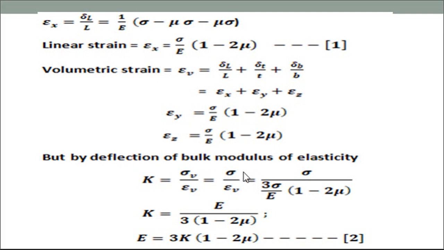By the definition of the bulk modulus of elasticity, which we already studied, K, the bulk modulus, is the direct stress sigma, because of the identical pressure, divided by the volumetric strain. The volumetric strain we already calculated is the summation of epsilon x, epsilon y, and epsilon z, the total volumetric strain in all three directions. If you take the addition, you will get 3 sigma divided by E, 1 minus twice mu. So K becomes E divided by 3 times 1 minus twice mu. So E will become 3K times 1 minus twice mu. So this is the equation.